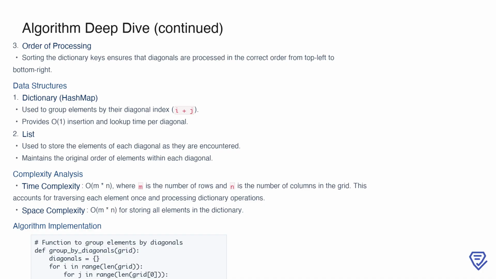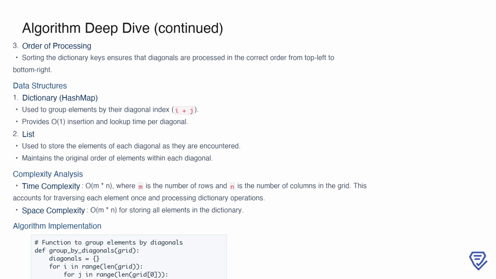For data structures, we rely on a dictionary or hash map to group elements efficiently. This allows for constant time insertion and lookup operations for each diagonal. Additionally, we use lists to store the elements of each diagonal as we traverse the grid, which helps preserve the order of elements within each diagonal.